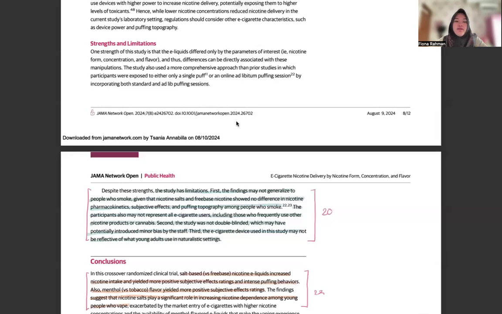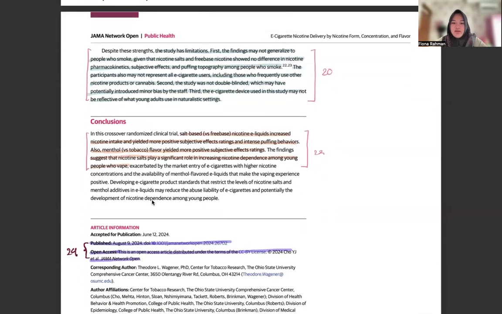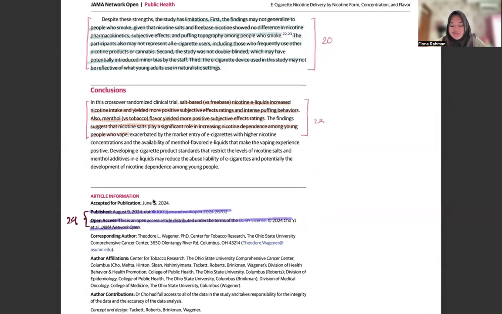And I also find the limitation. The study has limitations: first, it may not generalize to people who smoke, given that nicotine salt and free-base nicotine showed no difference in nicotine pharmacokinetics, subjective effect, and puffing topography among people who smoke. And the conclusion section contains interpretation consistent with the result.